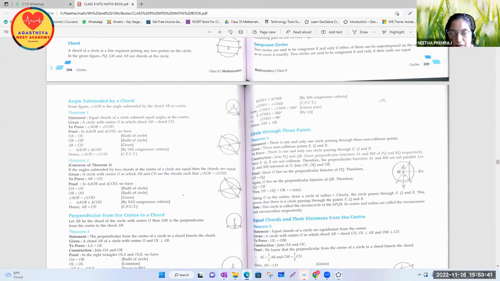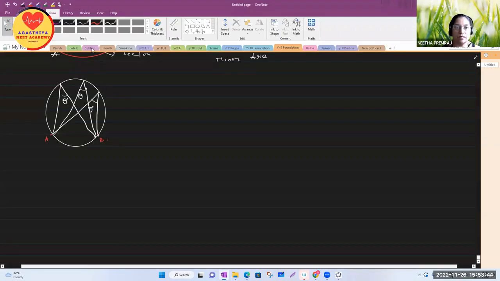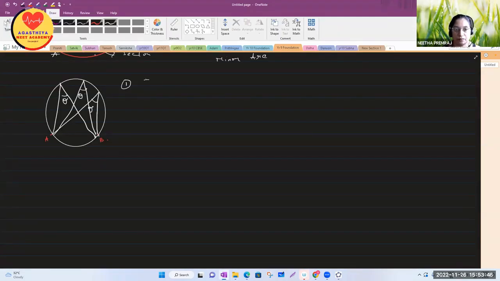Okay. So equal chords, first theorem. The same arc makes the same angles at the circumference. This is one concept.